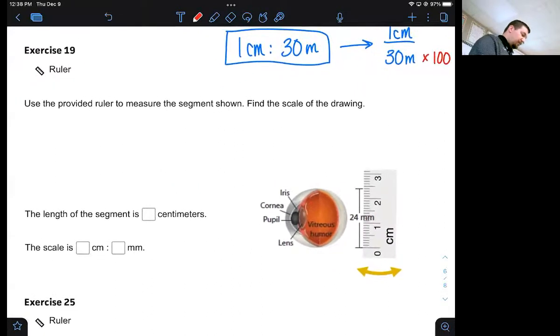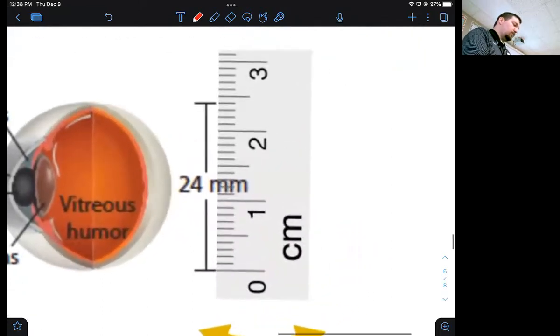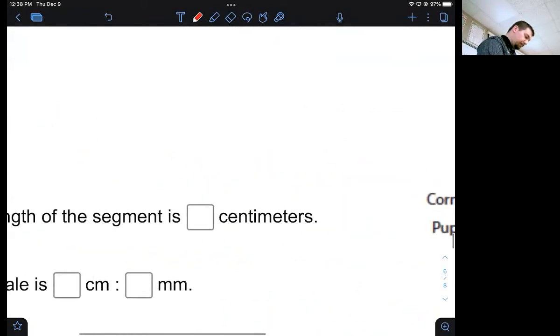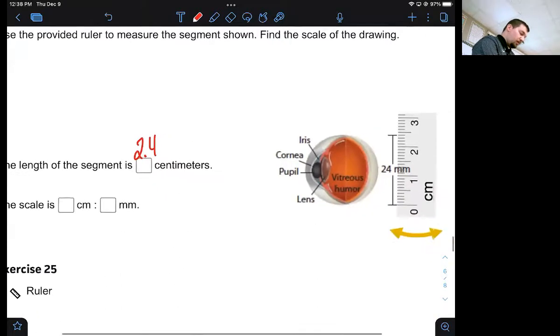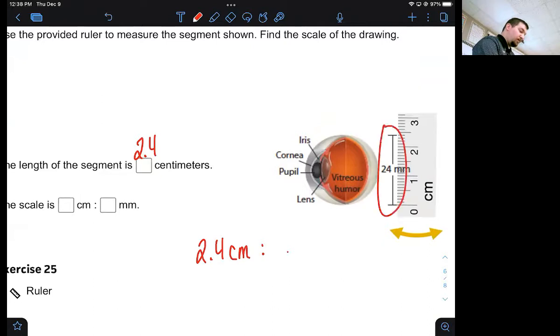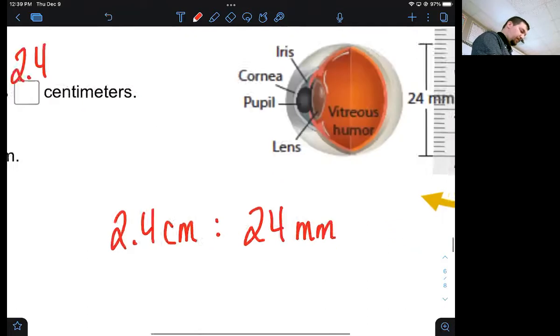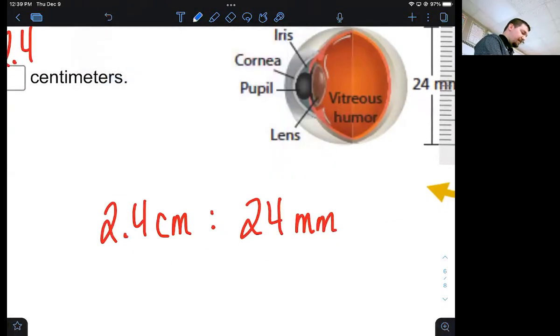Number 19, use the provided ruler to measure the segment shown. How long is that segment, Calvin? It is 2.4 centimeters. Which means our scale would be 2.4 centimeters is equivalent to the actual length of the eyeball, which is 24 millimeters. That scale is not reduced because it has a decimal in it. So we should get rid of the decimal. If I times by 10, that will get rid of the decimal.